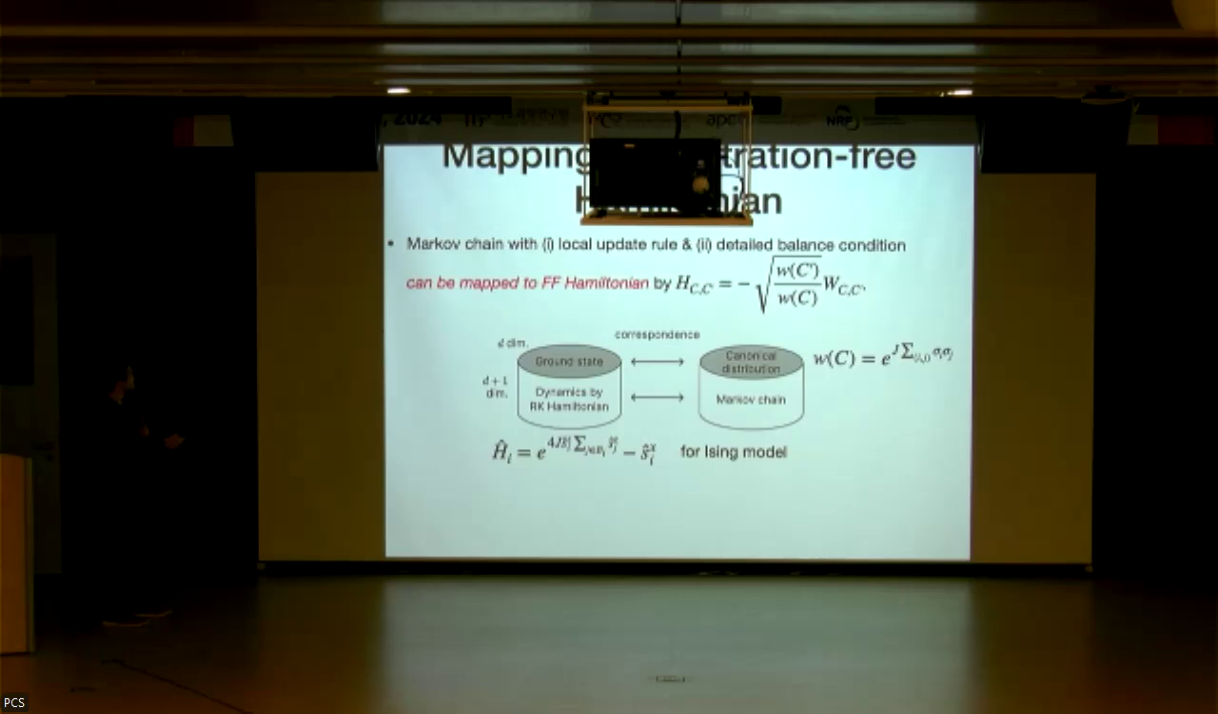A Markov chain with a local update rule and detailed balance condition can actually be mapped to a quantum frustration-free Hamiltonian in this way. This is the update rule appearing in the master equation, and this is the Boltzmann weight. Then I can write down a frustration-free Hamiltonian in general. For example, for the Ising model, I have this quantum Hamiltonian, which is frustration-free, and they share the same spectrum. So I can use the result I just showed you for frustration-free Hamiltonians, and this immediately implies that Z has to be greater than 2 for a class of Markov chain Monte Carlo satisfying these two conditions. I think this is a surprising proof of this result in general, via quantum discussion, although this problem itself was truly classical.